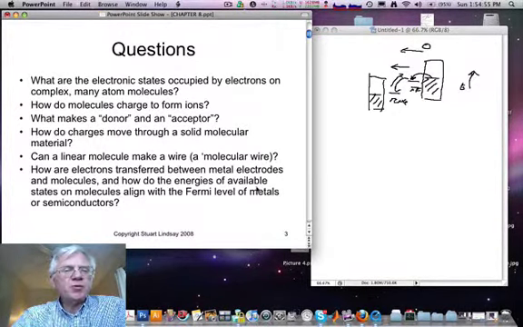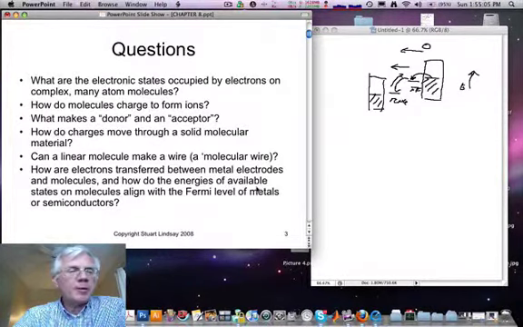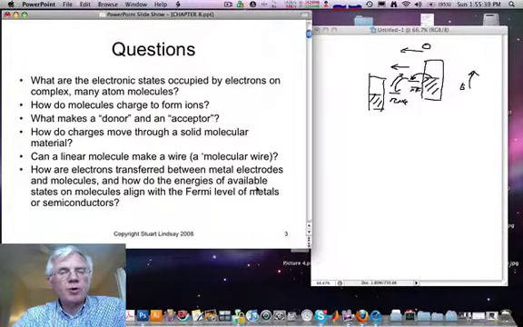How do charges move through a solid molecular material in which they're intrinsically localized on the molecules that make up the material? We'll address the question of, can a linear, one-dimensional molecule make a wire? Is there such a thing as a molecular wire? And then finally, we will talk about how electrons are transferred between metal electrodes and the effect of molecules in the tunnel gap between metal electrodes, how the Fermi levels of the metal align with orbitals available on the molecules, and the transition from tunneling conductance to hopping conductance.